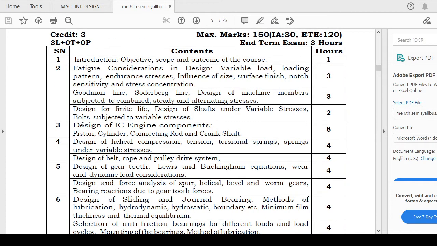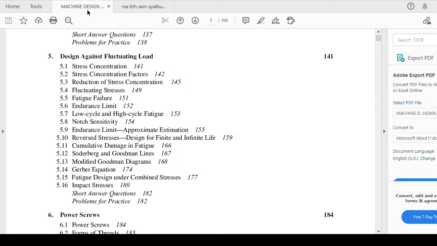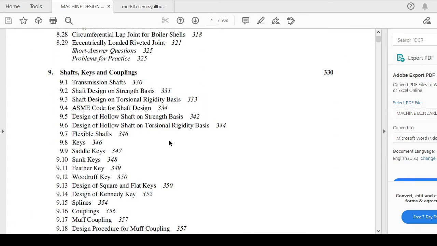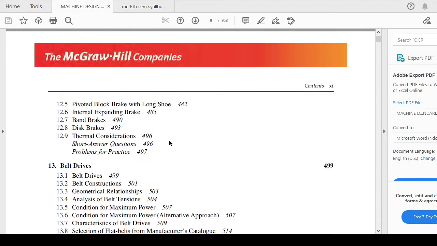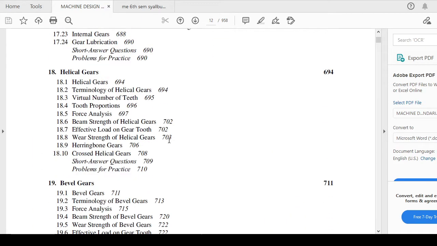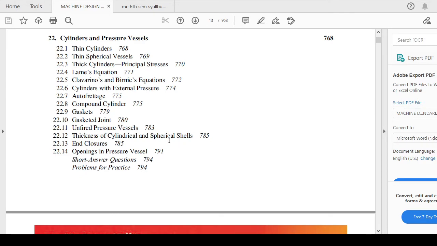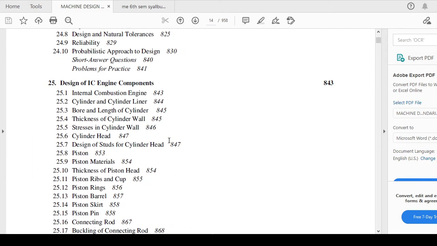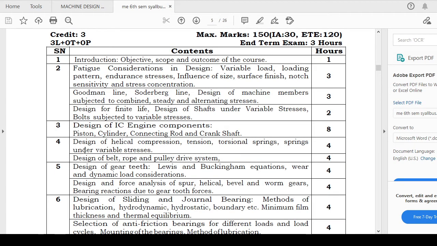Then go for the design of IC engine components, in which you have to study specifically piston, cylinder, connecting rod and crankshaft. For this you have to go to the last chapters of this book. I will scroll through those chapters so that whenever you want to study these topics, you can go directly to them. This is chapter number 25 in the book, design of IC engine components, in which you can go through the topics specified in your syllabus: piston, cylinder, connecting rod and crankshaft.